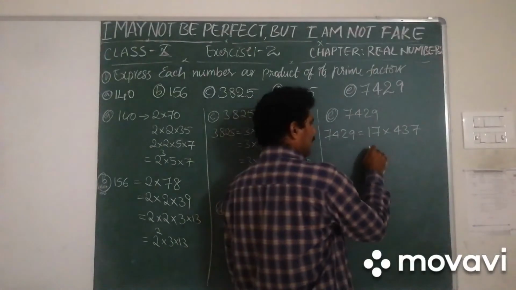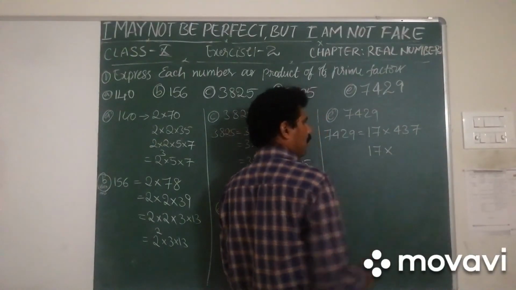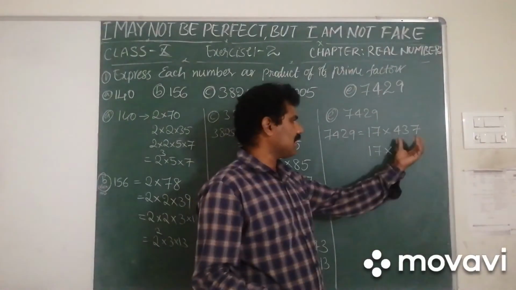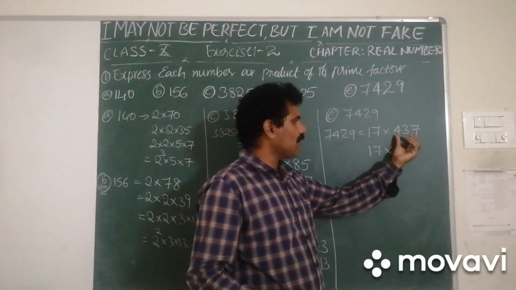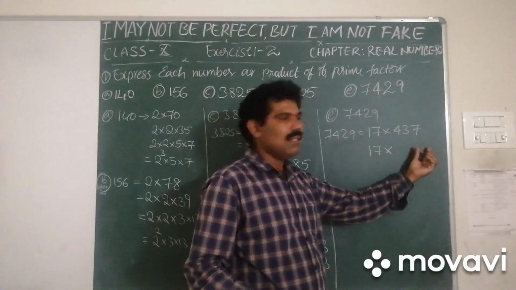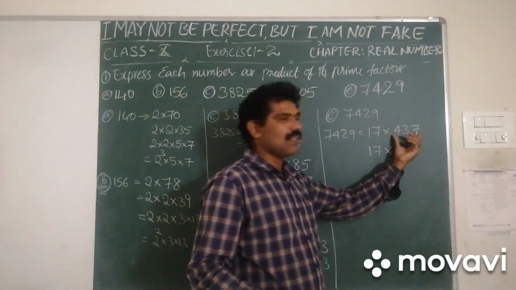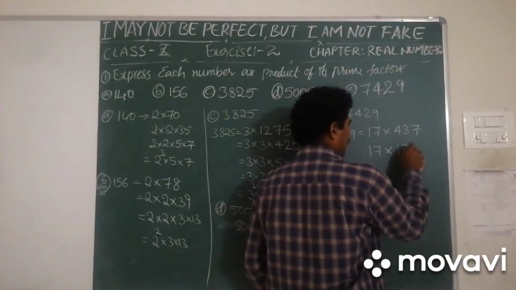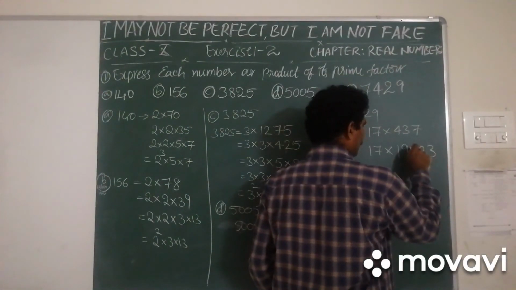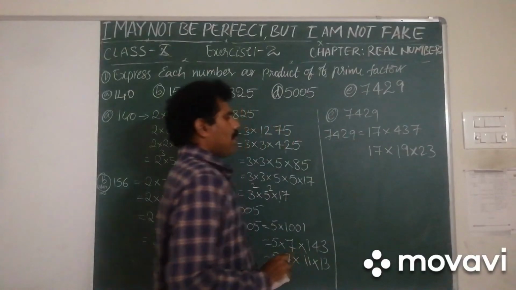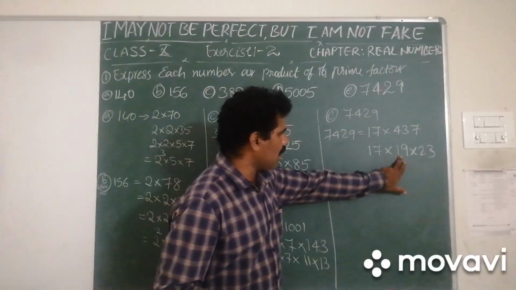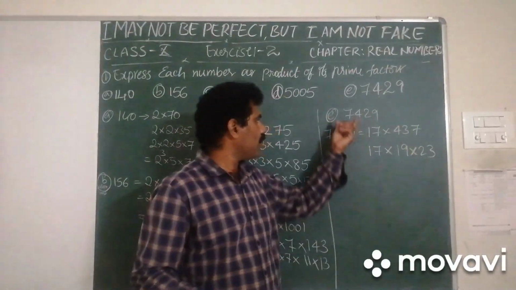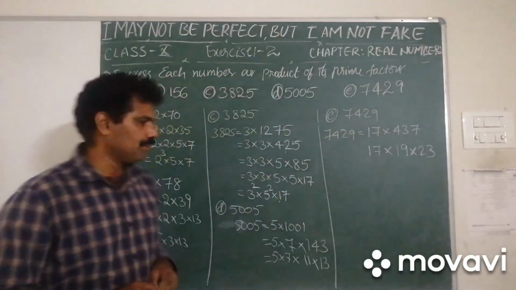Now again 437 is a composite number, and it can be written as a product of prime factors. Let me check with 17. If 17 is able to divide, then 17 into some number, isn't it? So no, it will not be divisible by 17. It will be divisible by 19, 23 times. So 19 into 23. So this is the representation of the product of prime factors for 7429.